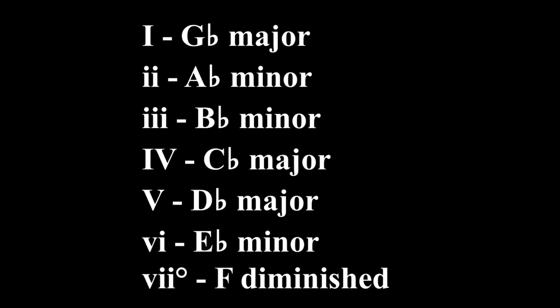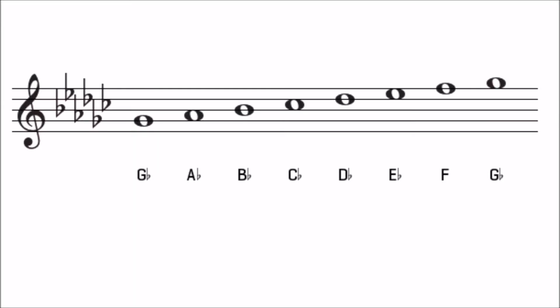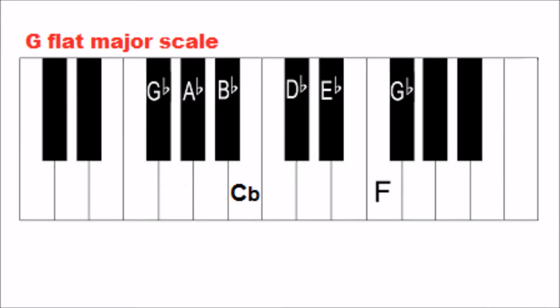The chords in the key of G flat major are G flat major, A flat minor, B flat minor, C flat major, D flat major, E flat minor, and F diminished. Every one of these chords makes use of the notes of the G flat major scale. When coming up with chords in a key, you may only include notes that are in that specific key.